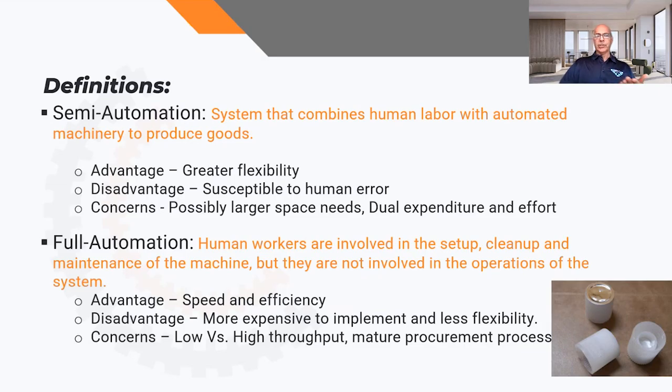Just like any other engineering thing that you do, you should always have a definition in place. So let's define what semi-automation is. Semi-automation is a system that combines human labor with automated machinery to produce goods. There are disadvantages and advantages. An advantage of semi-automation is greater flexibility, because there's human involvement. Something goes wrong, you can always adapt.